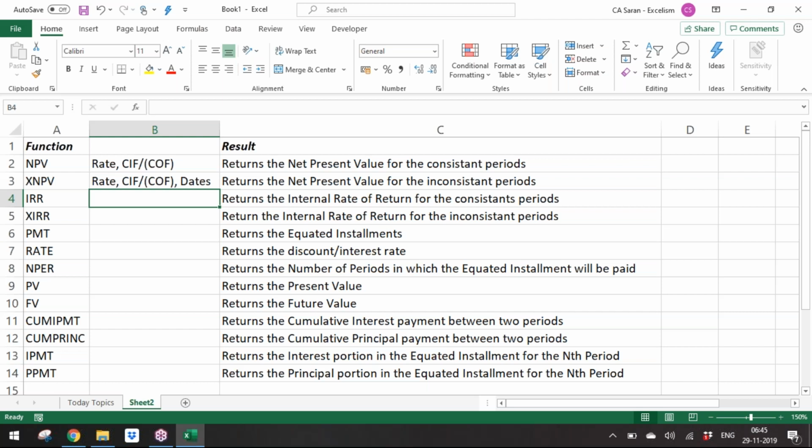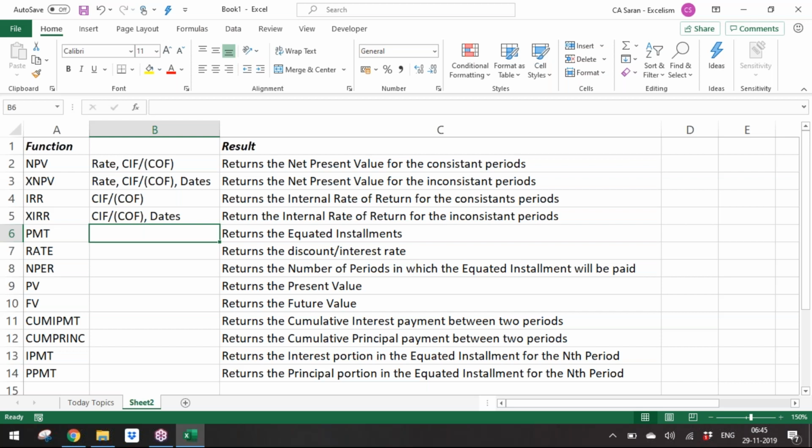That's the assumption. In case of IRR, what do you need? I need cash inflows and cash outflows. I don't need any other thing. But for XIRR, along with that, dates also I need because that is for the inconsistent periods. Now let's say today you visited the bank and you are asking for a housing loan.